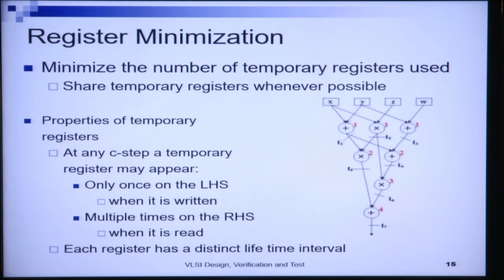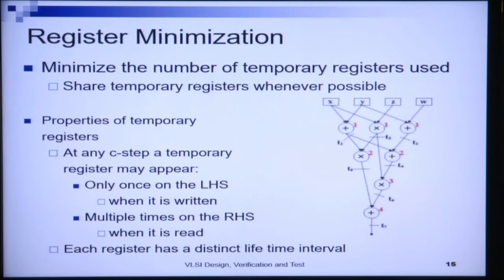So, what are the properties of temporary registers? At any C step, a temporary register may appear only once on the LHS when it is written and multiple times on the RHS when it is read. For example, this temporary register T1 is written in time step 1 because it is at the output of operation 1. Subsequently, this temporary register is read in time step 2. So, it is read by this multiplication operation here and this addition operation here. This T1 is read in both these operations and both these operations are in time step 2.